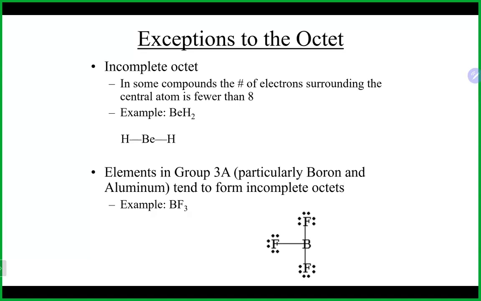But in reality, and when you take 1A, you'll do nothing but a lot of exceptions. But here, we're just going to assume everything will follow the octet rule. One exception, though, is an incomplete octet. And an incomplete octet, much like the name implies, has less than 8 electrons. Boron and aluminum to an extent, or beryllium, are examples of that. But most of the time, boron's going to be your winner.